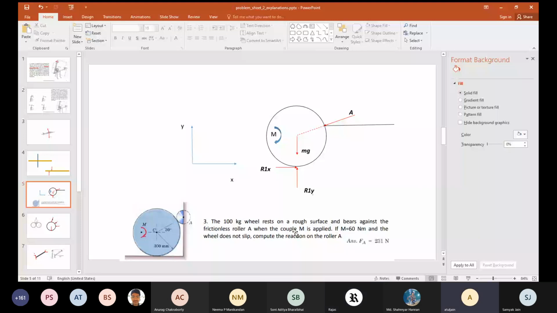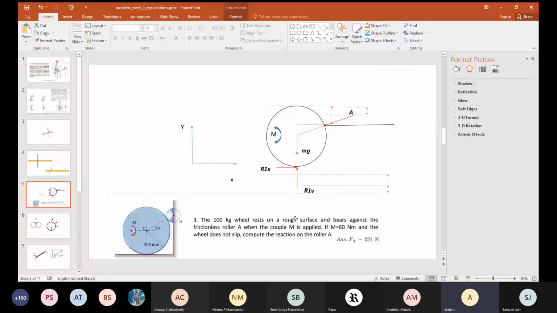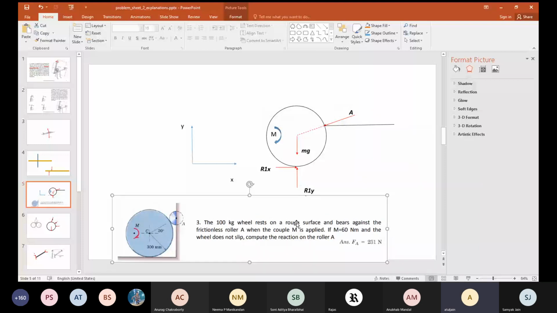So if you look carefully at the free body diagram, there are 3 unknowns. So what is the radius? Radius is 300 millimeters, given. There are 3 unknowns, okay? R1x, R1y, and A. And we want the value of A. So what equation of equilibrium is nice for us?